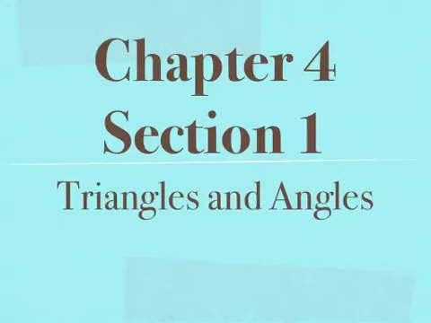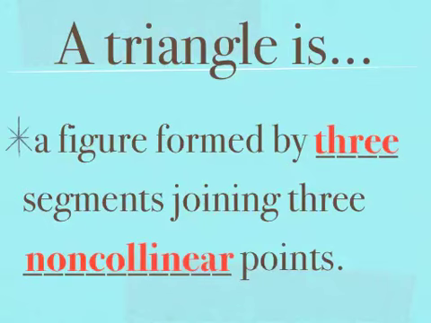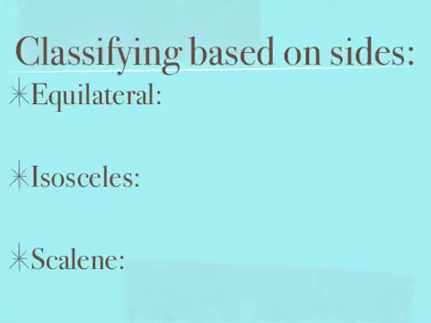Chapter 4, Section 1, Triangles and Angles. A triangle is a figure formed by three segments joining three non-collinear points. We can classify triangles based on both sides and angles.